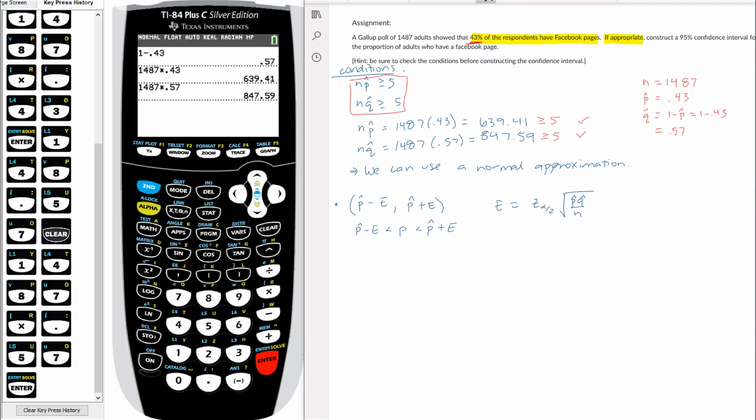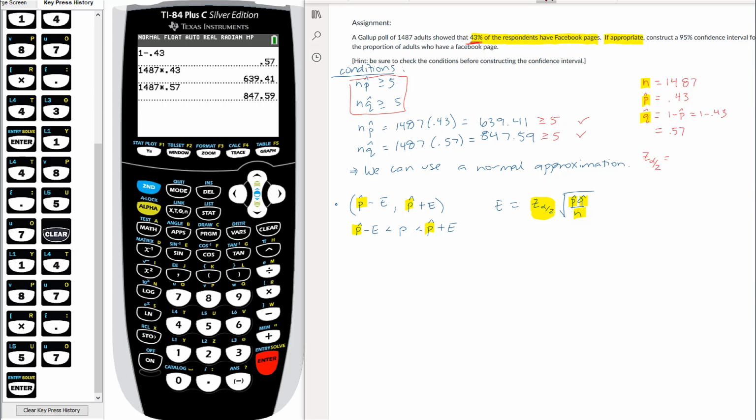In order to construct the confidence interval, based on the formula, we're going to need p hat, which we already have here. We need q hat, which we already have listed. We need n, which is the sample size, and we already have that listed. We also need z sub alpha over 2, which we're going to find in a second. So the only thing that we need to find is z sub alpha over 2. So let's go ahead and find it.